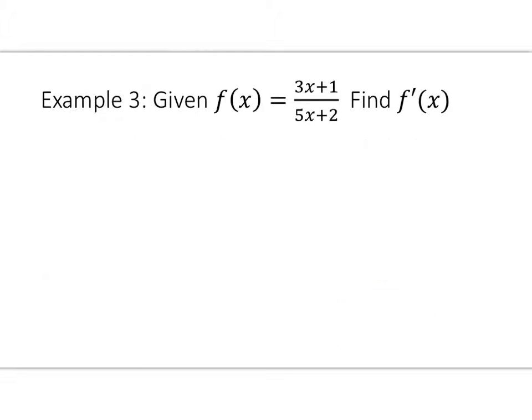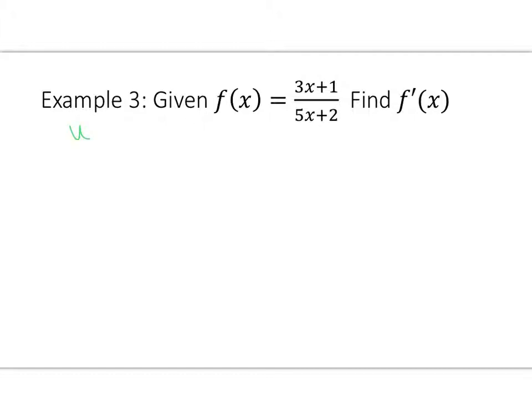All right, so here we want to find the derivative of f of x equals 3x plus 1 over 5x plus 2. Now, I can't simplify those, so the only other way I could do this besides using the quotient rule would be using my formal limit definition for the derivative. So I'm going to use my quotient rule.